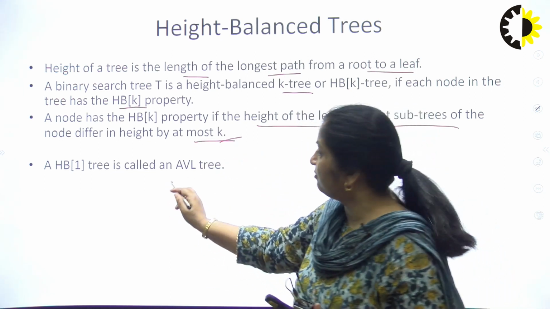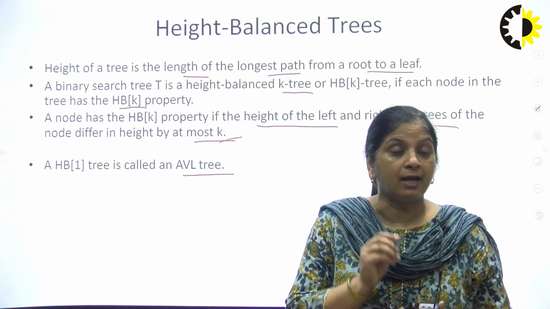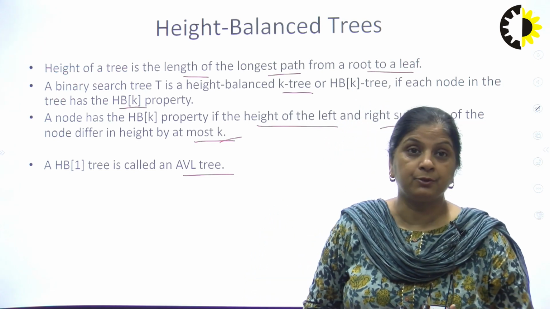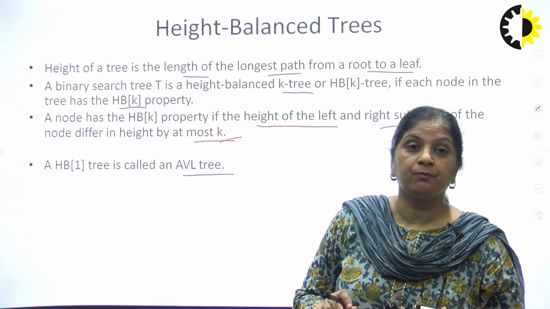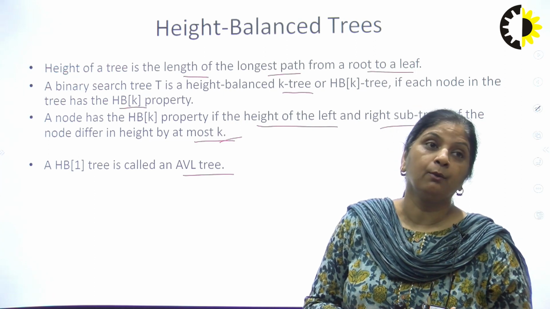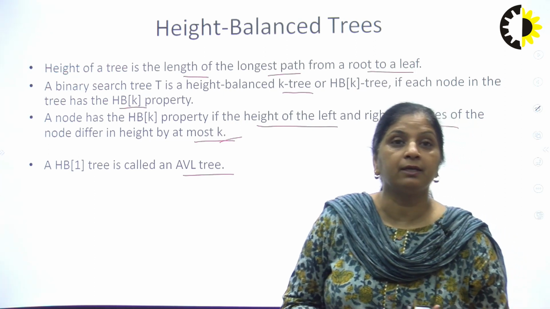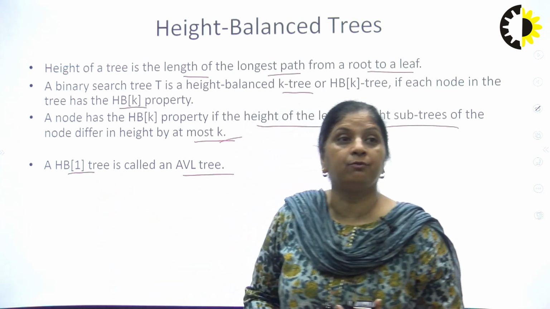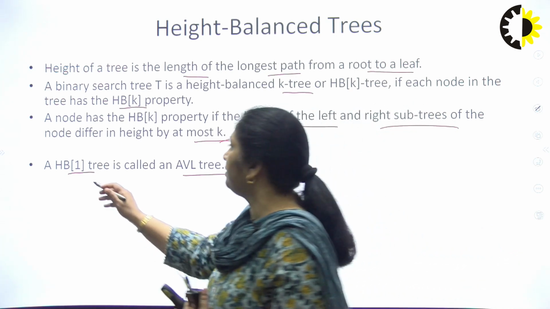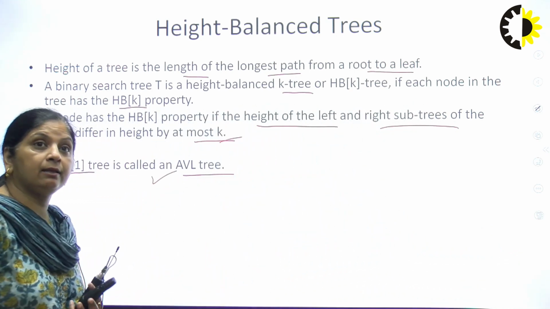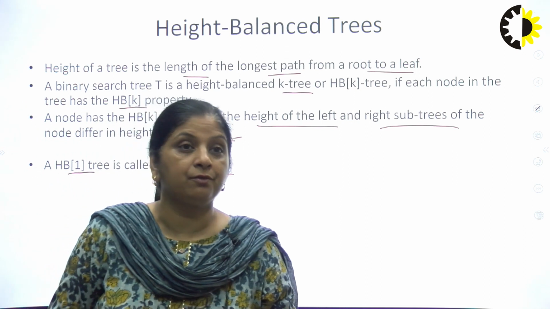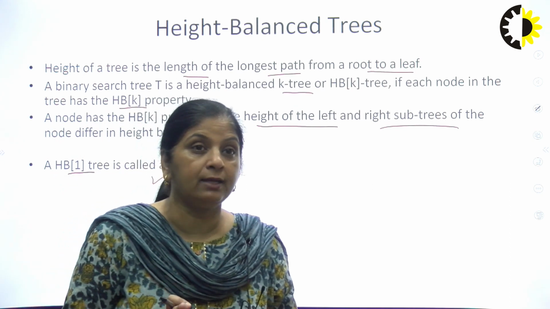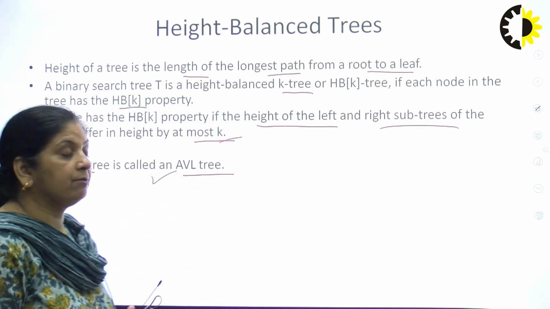So what is AVL? In AVL we said that the left subtree as well as the right subtree should have a height difference of 1 only, at most 1. Okay, so 0 or 1, less than or equal to 1. So it is height balanced of 1. An HB(1) tree is called AVL. We can have any level of balancing. So if we have a difference of 2, then that is HB(2), but in AVL we have at most 1 height difference. So that is our AVL tree.